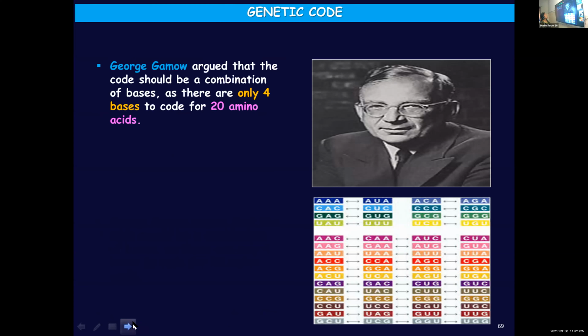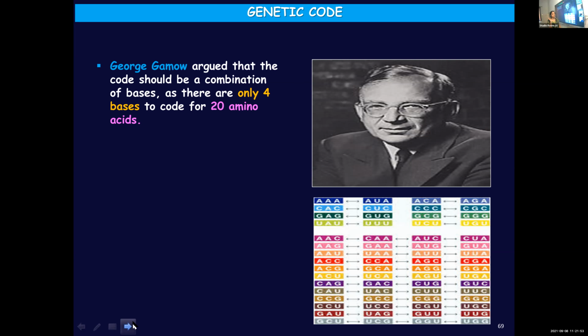The scientist George Gamow argued that the genetic code should be a combination of bases. The genetic code should be made up of different nitrogen bases. And we know that there are only 4 nitrogen bases: adenine, thymine, guanine, cytosine. The only difference is that thymine is replaced by uracil in the case of RNA.